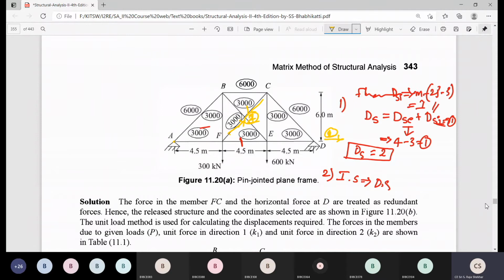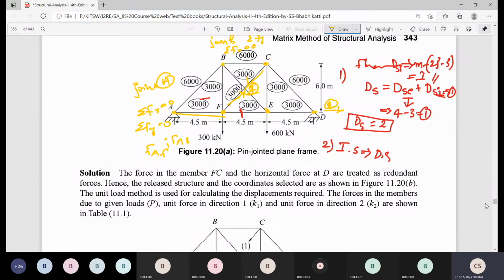Consider joint A. Calculate sigma Fx is equal to 0, sigma Fy is equal to 0, and solving, you are going to get the force in the member AF as well as the force in the member AB. Likewise, consider joint B and take sigma Fx is equal to 0, sigma Fy is equal to 0, just do it at joint B. Similarly, if you do this for all the joints, sigma Fx is equal to 0, sigma Fy is equal to 0, you are going to get the axial forces in the members.